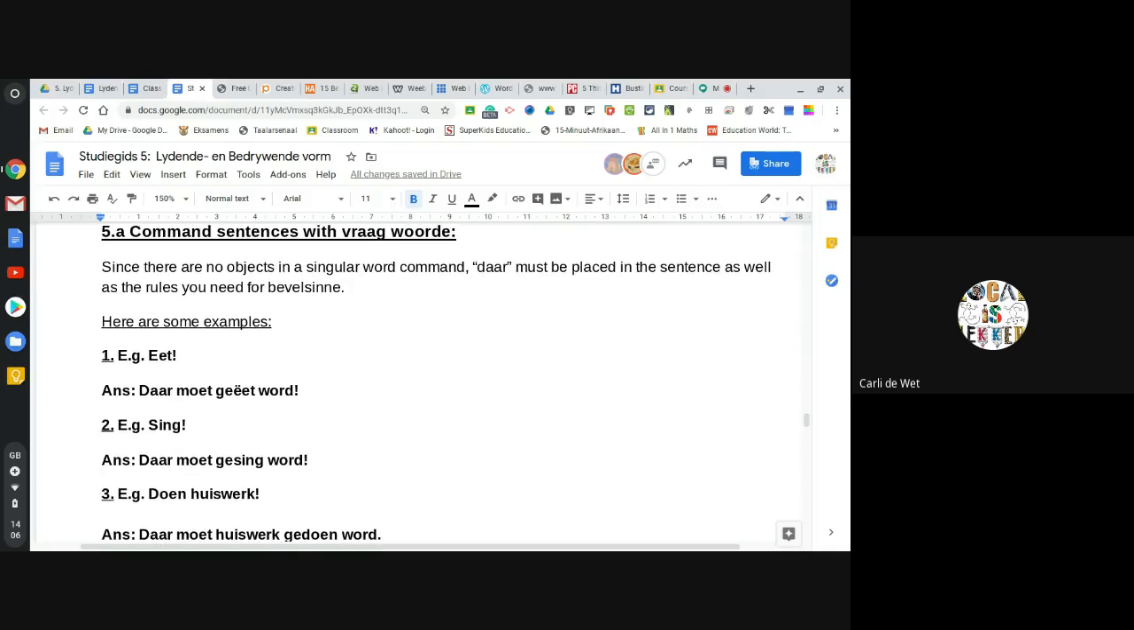Okay. Now, command sentences consisting of mainly a verb or an action. It looks difficult, especially if you see it on an exam paper, but it's actually the easiest of them all. So, eet daar, because there's no object, né? Daar moet, why moet? Because it's a command. Daar moet geëet word. Sing daar, because there's no object, moet, because it's a bevelsin, gesing word.